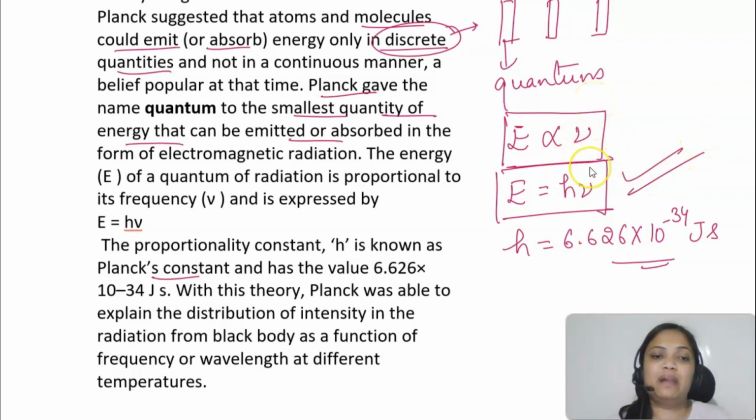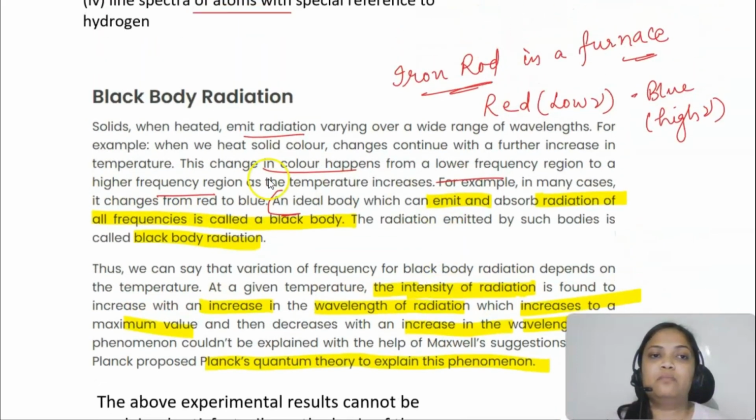And with his theory, Planck was able to explain the distribution of intensity in the black body as a function of frequency or wavelength. We saw that when the wavelength is increasing, first the intensity increases up to a maximum value. Then if we further increase the wavelength, the intensity of the radiation will decrease. So Planck could explain this. Here you can see that the intensity or the energy is dependent on the frequency, and if it is dependent on frequency, indirectly it will be dependent on the wavelength only. So that could be explained by Planck's theory. He was able to explain the black body radiation.